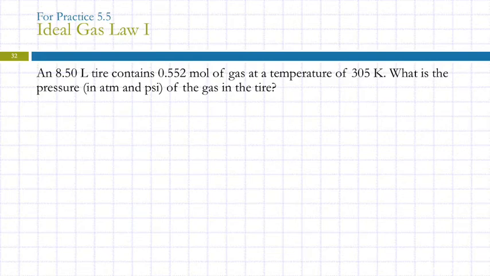So let's do an ideal gas law problem. An 8.50 liter tire contains 0.552 moles of gas at a temperature of 305 Kelvin. What's the pressure in atmospheres and PSI of the gas in the tire? So we could recognize that this is an ideal gas law problem, because it says ideal gas law right up there. But what if it didn't have that title on it and we were taking a test and we were stressed out and we're like, I don't know what to do? Make a table. You can take that same approach, make a table. So let's do that.